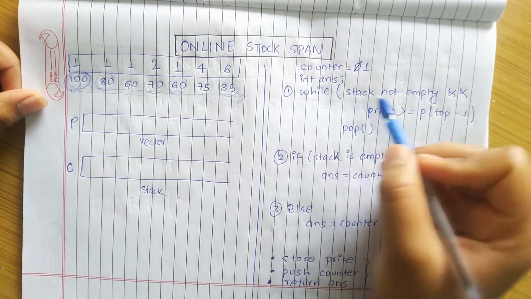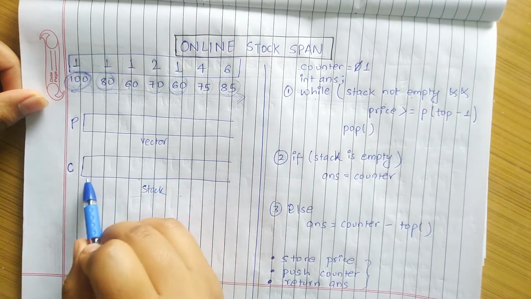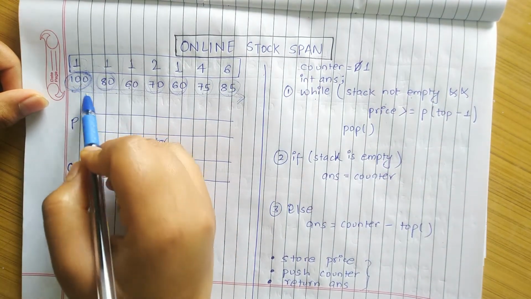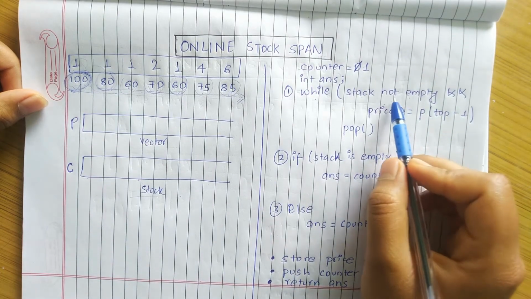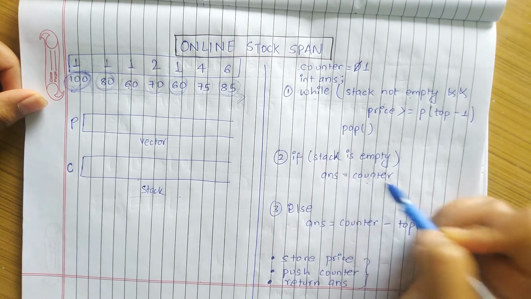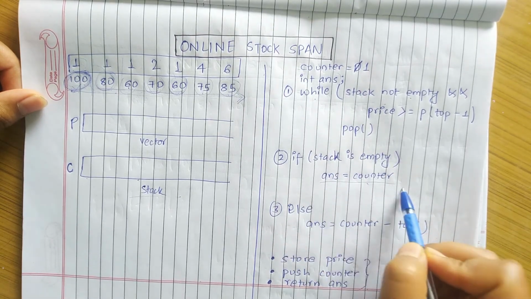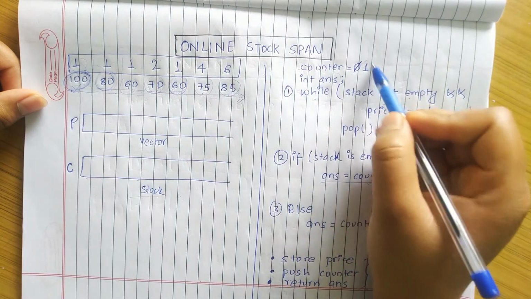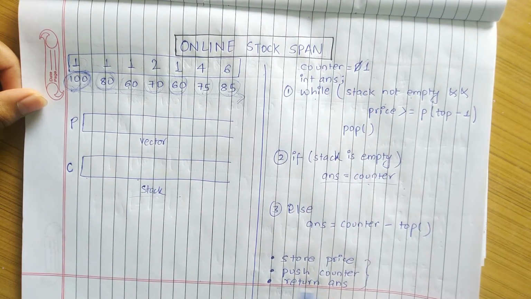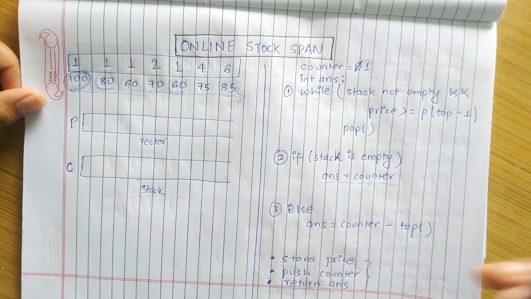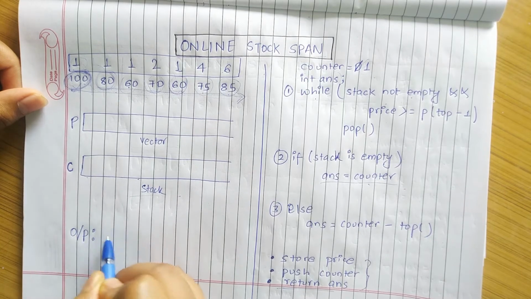The first thing that we will do is check if the stack is empty or not. Initially it is empty when we got 100. So it will only check further if it is not empty, but since it was empty, it will go to the second one and check if the stack is empty. Yes, it is empty, so our answer will be our counter. So our counter is 1, our answer will be 1, and after that in the last line we just return answer. So let's keep writing our output here. So our answer is 1.